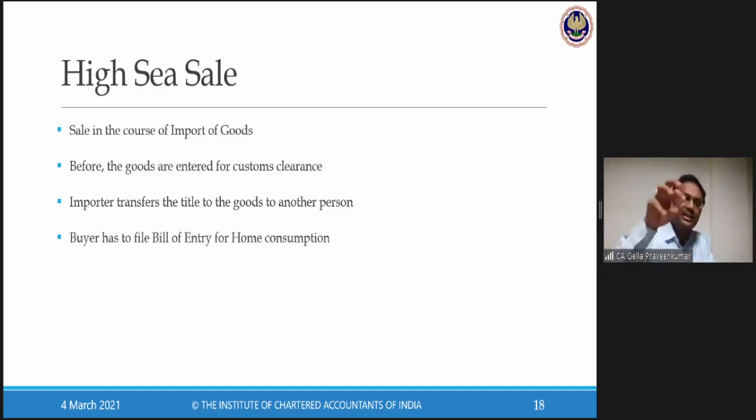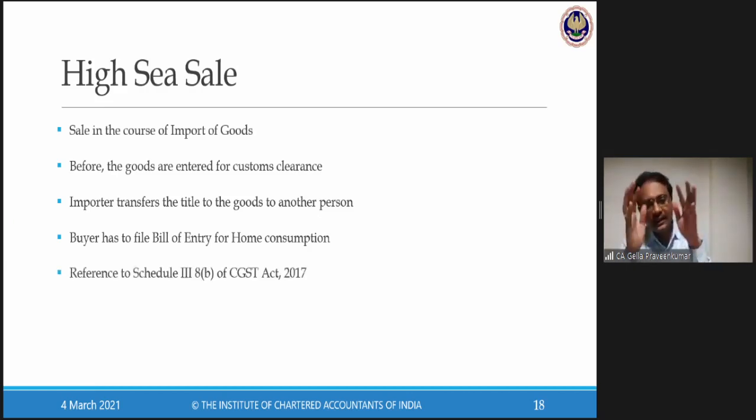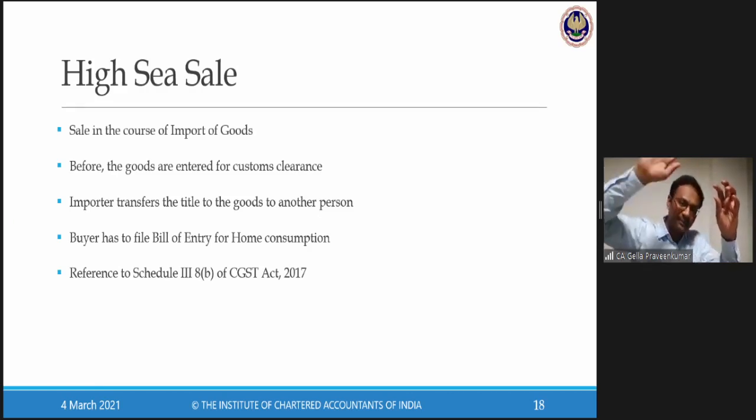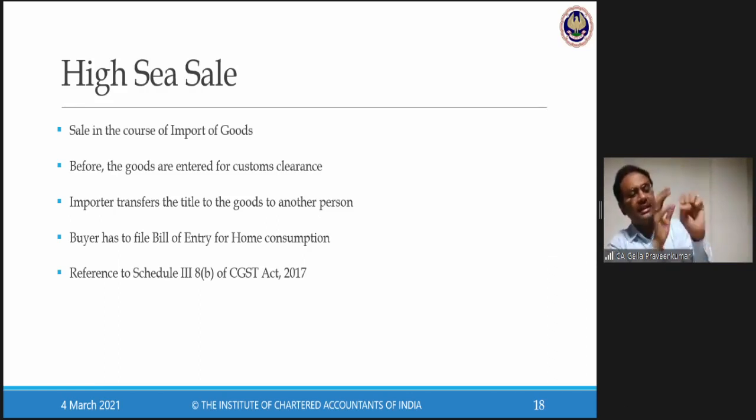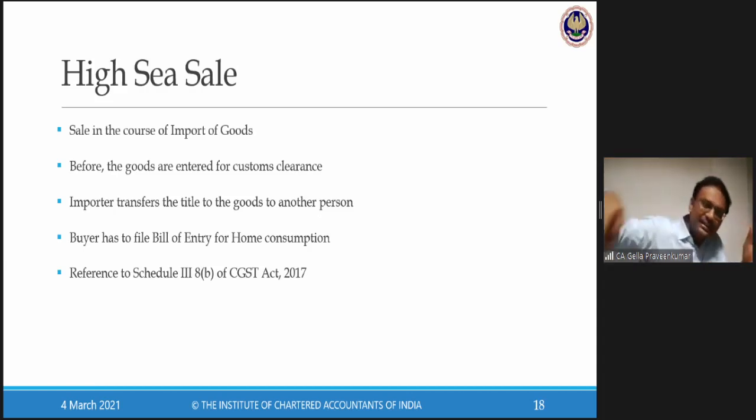So the buyer here, Ramu, is the person who's going to file the bill of entry. Reference to Schedule 3, Para 8B. Para 8E, the previous example, bonded warehouse. Para 8B, high sea sale. So in case Praveen is selling the goods for $1,80,000 or $1,50,000 to Ramu, then they say this is neither supply of goods nor supply of services. Since the transaction has not taken place in India, they say this is a high sea sale, and they say no GST is applicable on this transaction.